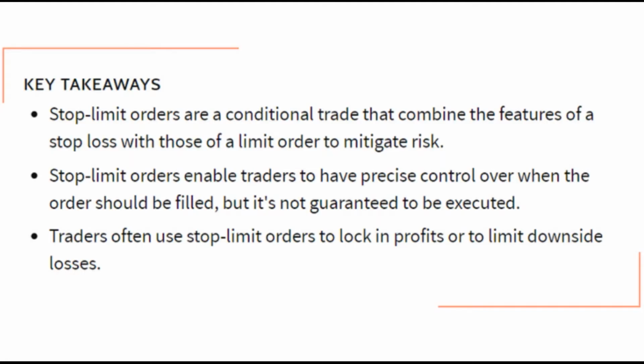A stop limit order is a conditional trade over a set time frame that combines the features of a stop with those of a limit order, and it's used to mitigate risk. It's related to other order types, including limit orders, an order to either buy or sell a specified number of shares at the given price or better, and stop on quote orders, an order to either buy or sell a security after its price has surpassed a specified point.